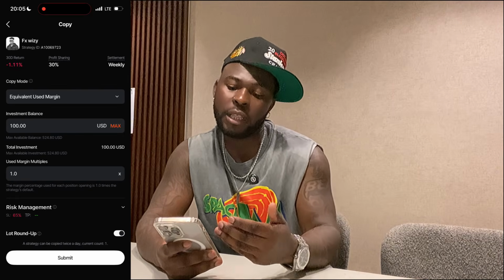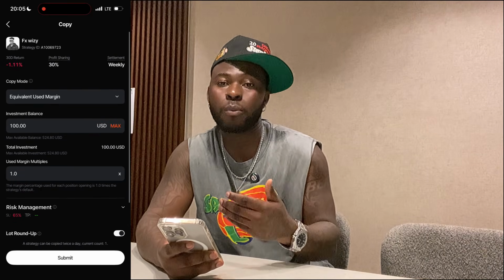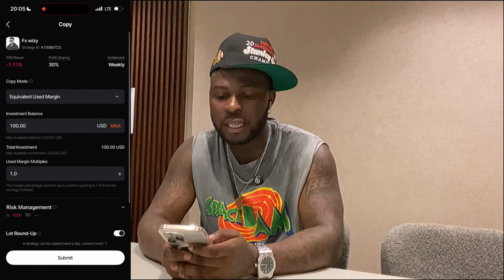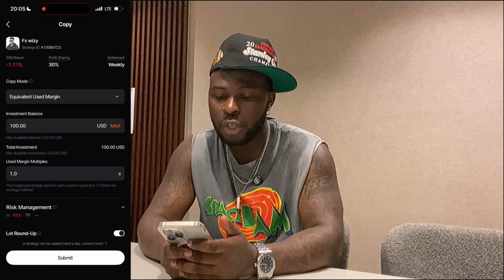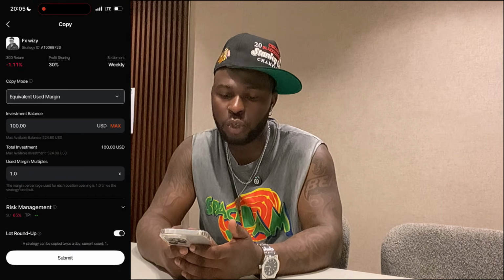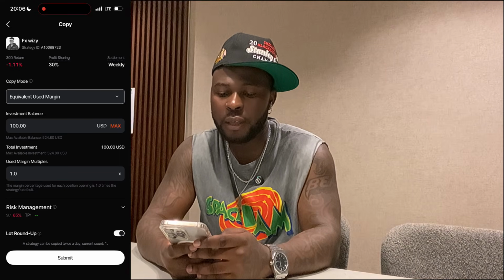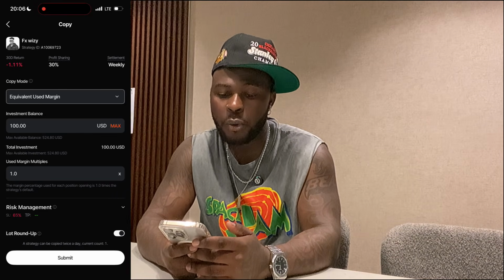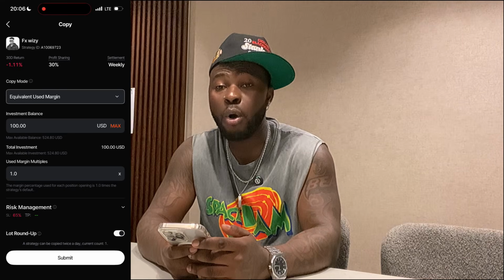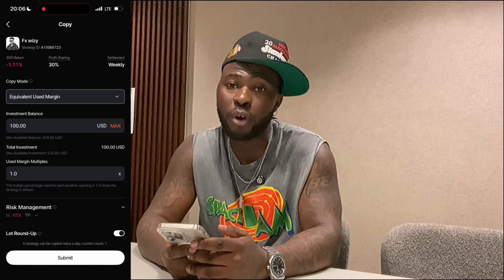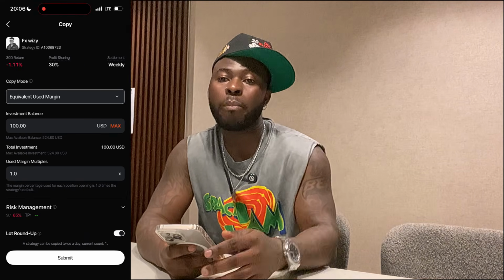So here now there are settings that I want you guys to pay attention to. It's the equivalent used margin. Make sure that you choose that one, equivalent used margin, and investment balance, right? Make sure that you invest. The more money you invest, the bigger the profits, because it's all about percentages.